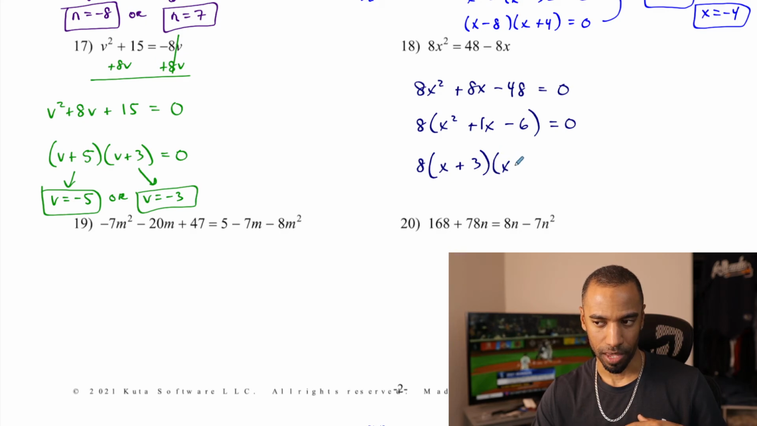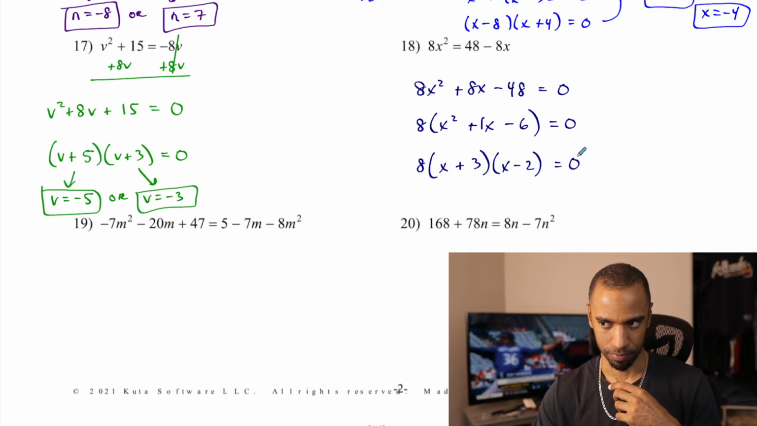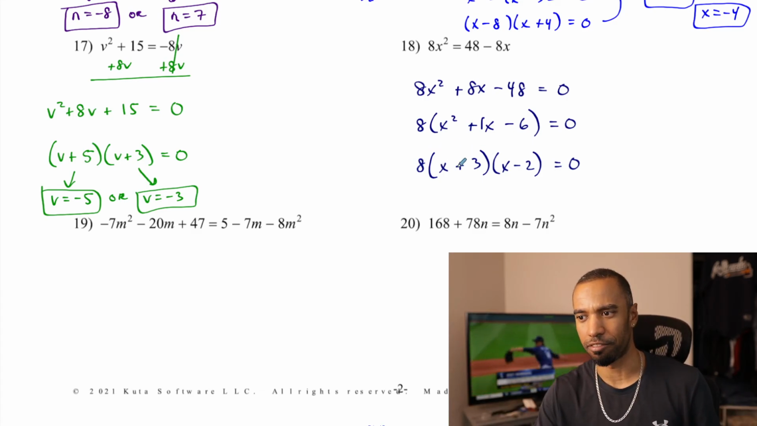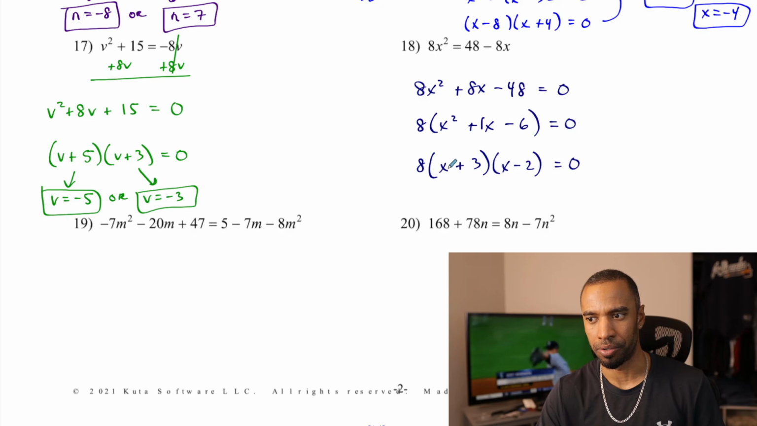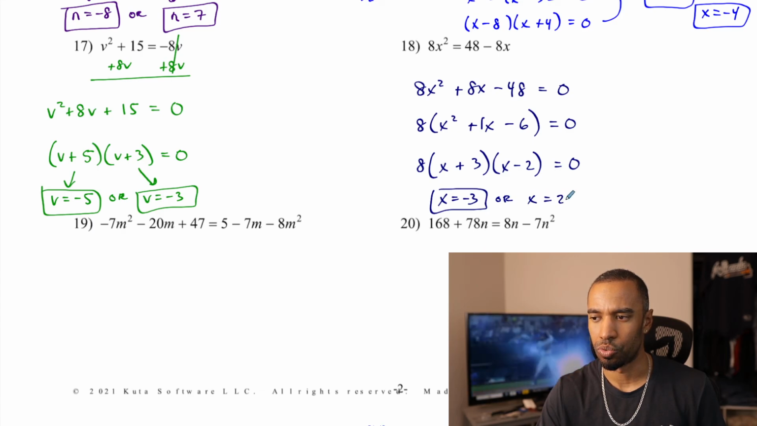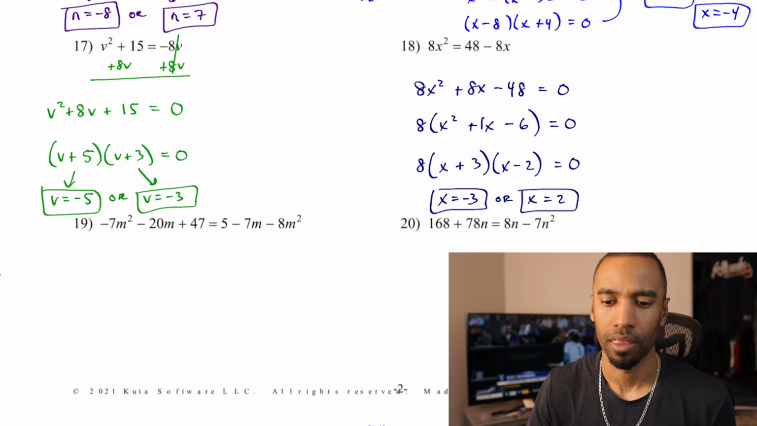3 and negative 2. Oh, remember, this 8 isn't really needed, right? I mean, you can leave it there. I don't care. But the fact of the matter is 8's not going to equal 0. So either this does or this does. If this does, we're looking at negative 3 for x. If this does, we're looking at 2 for x right there. All right.